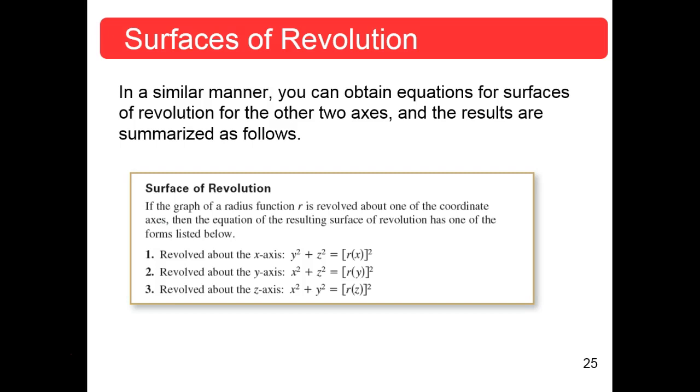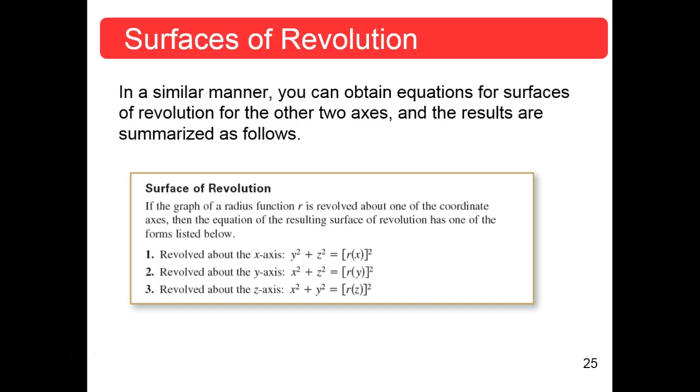Okay? So in a similar manner, you can obtain equations of surfaces of revolution for the other two axes. The results are summarized here. If the graph of a radius function r is revolved around one of the coordinate axes, then the equation of the resulting surface of revolution has one of the forms listed below.